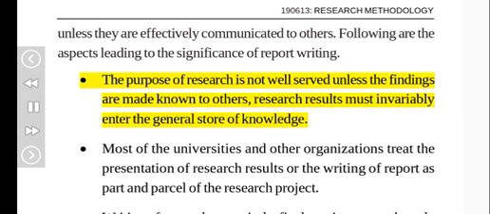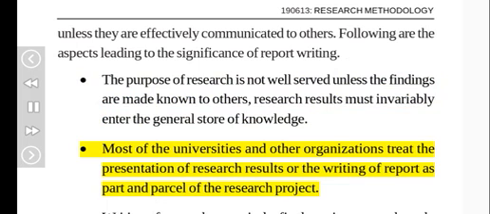The purpose of research is not well served unless the findings are made known to others. Research results must invariably enter the general store of knowledge. Most of the universities and other organizations treat the presentation of research results or the writing of report as part and parcel of the research project.